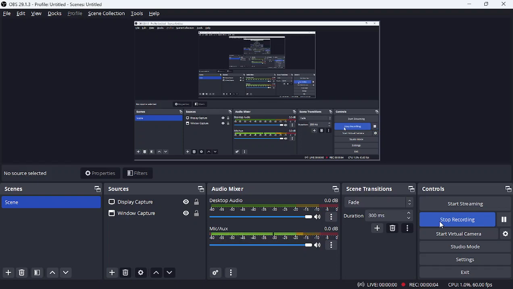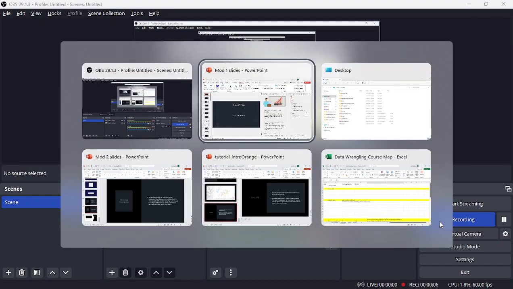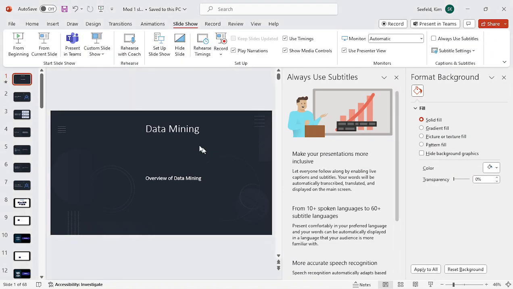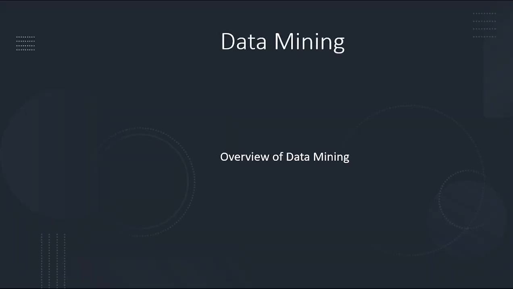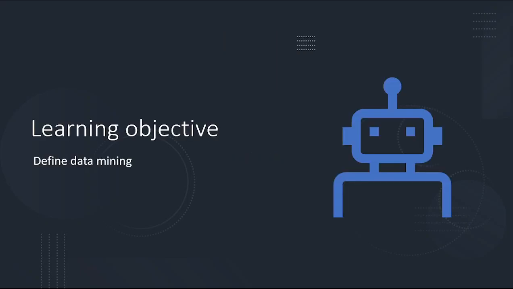Okay, so this is the week one material lecture for data mining, and I'm pulling up the slides now. Okay, welcome. So this is basically an overview of what data mining is and some basics.